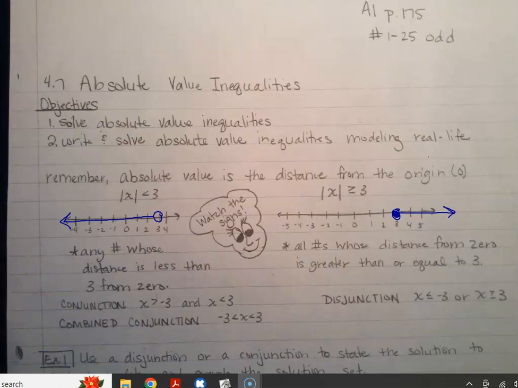No. Because it's the absolute value. That's where it gets trippy. What did we have to do last week when we had the absolute value?